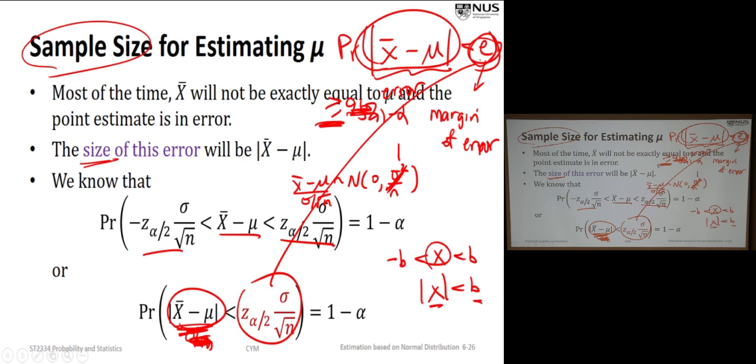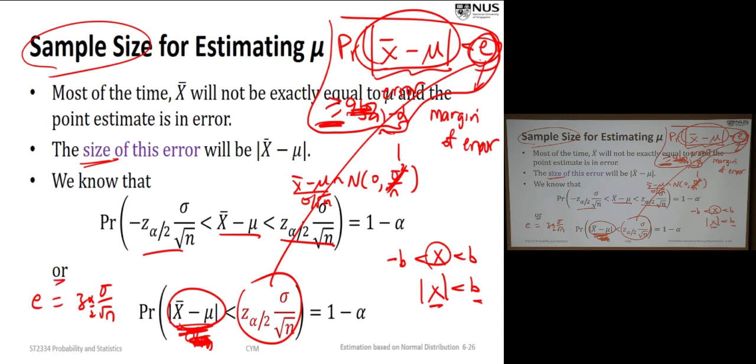So let me ask you. Now, how do I put E and Z alpha over 2 sigma over root n? So that one is this statement. Probability of absolute value of x bar minus mu less than E is greater or equal to 1 minus alpha. This one is equal. So now, should I put equal, greater than, or less than? Or greater or equal, or less than or equal? What do you think?